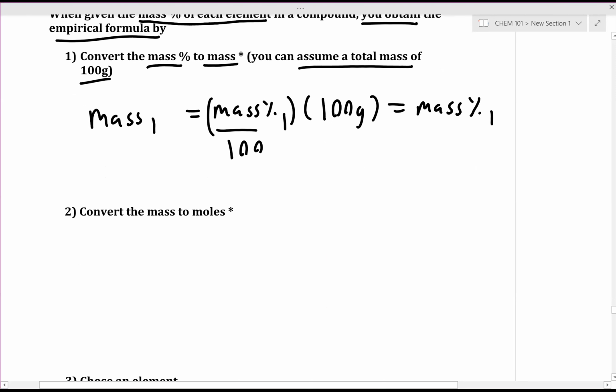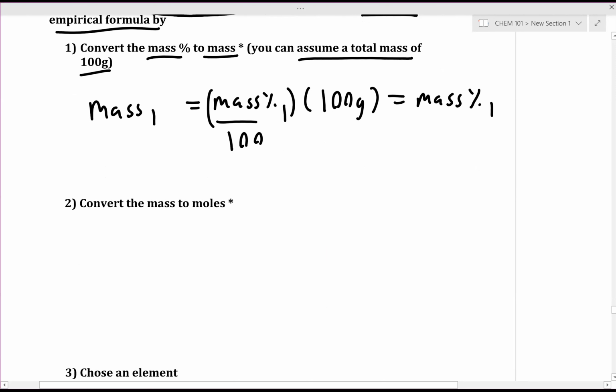Next, if you're doing this step by step, you'd want to convert mass to moles. So if I wanted to calculate the moles, how do I calculate moles from mass? I take the mass and I divide it by what? Molar mass, exactly. Moles are the mass divided by the molar mass. So you can convert mass to moles, no problem at all.